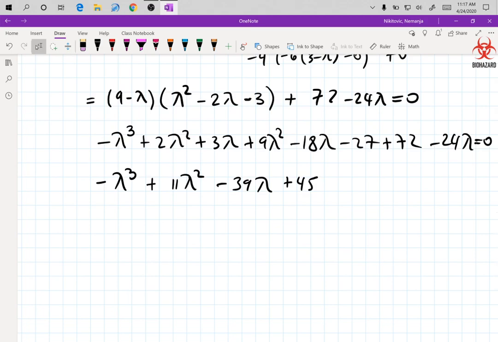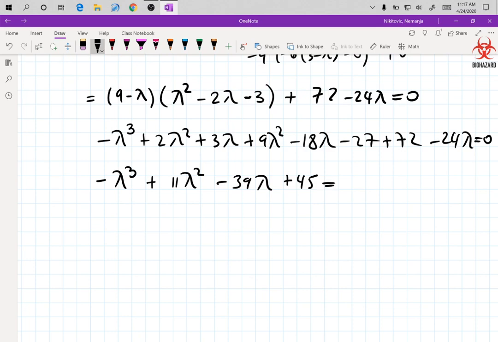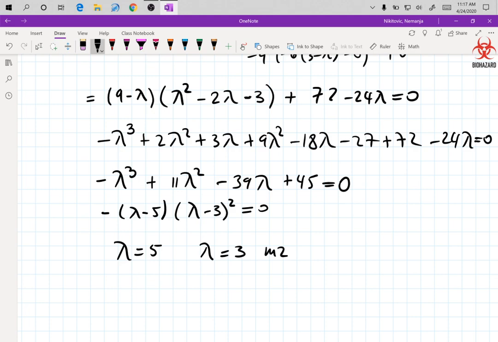So when I type in factor, then we get negative lambda minus 5, and lambda minus 3 squared equal to 0. So lambda is 5 and lambda is 3 with multiplicity 2. That's the repeated one. This is why we're here.